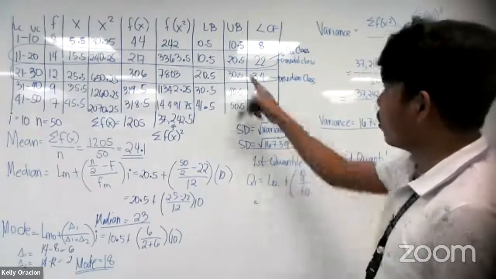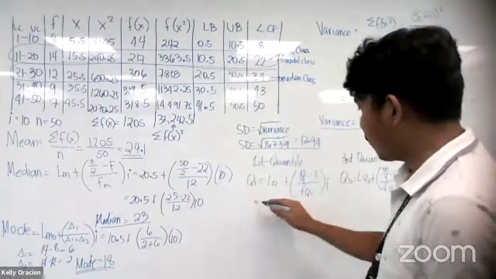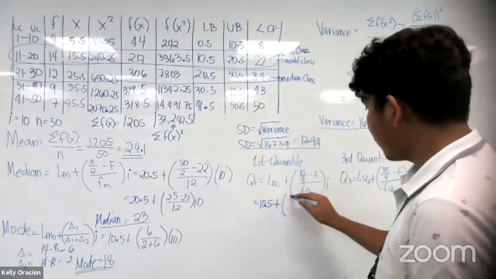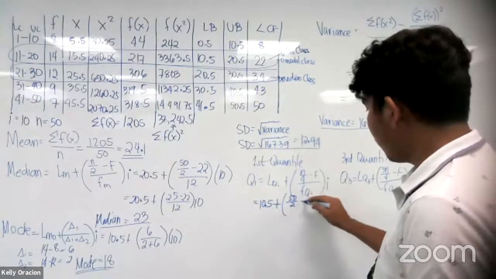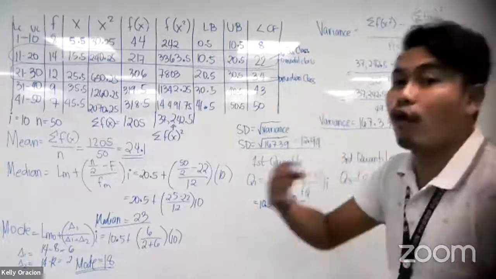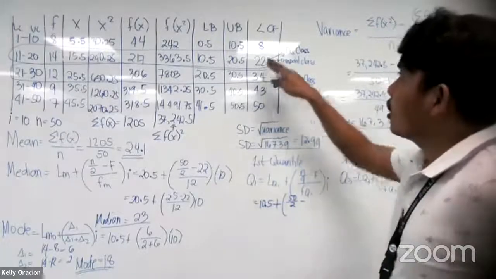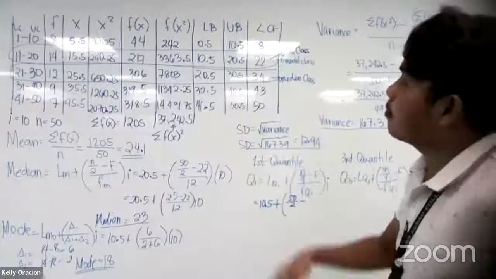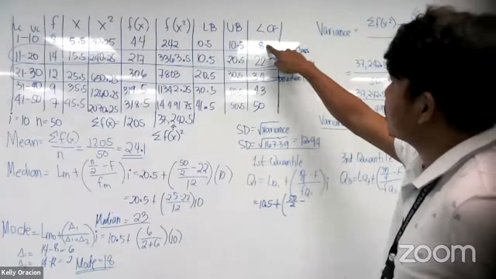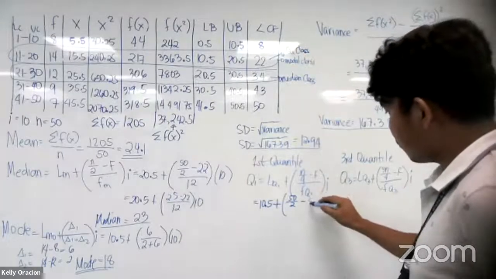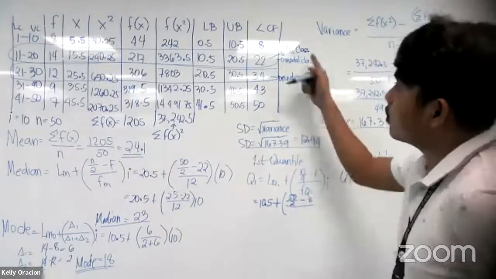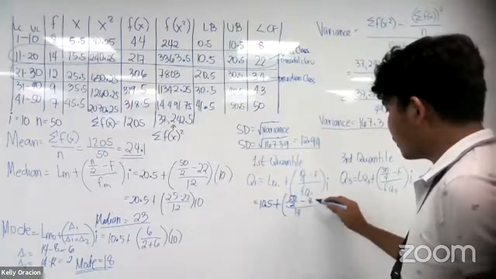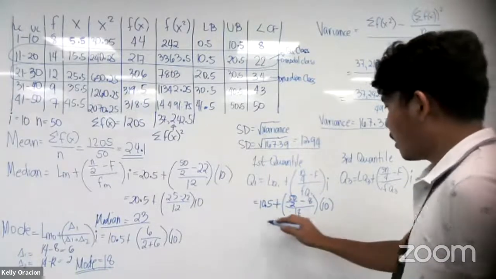So the lower boundary of our first quartile class is 10.5 plus our n is 50 over 4 minus, what is the frequency before? The cumulative frequency rather. What is the cumulative frequency before your Q1 class? The answer is 8. Then the frequency of the Q1 class is 14, then the interval is 10.